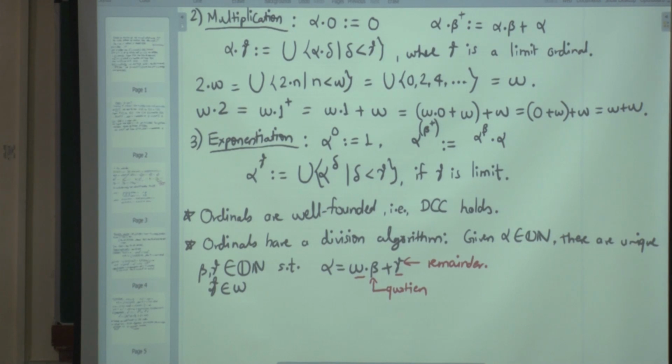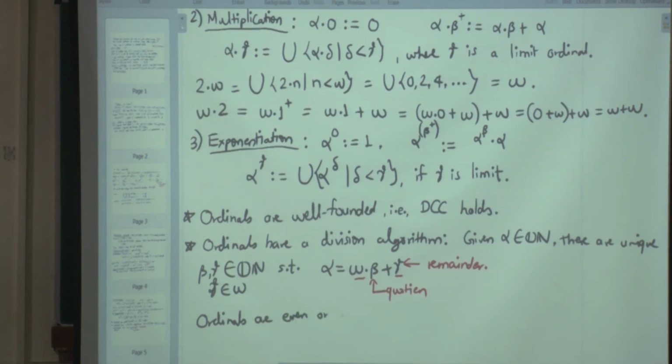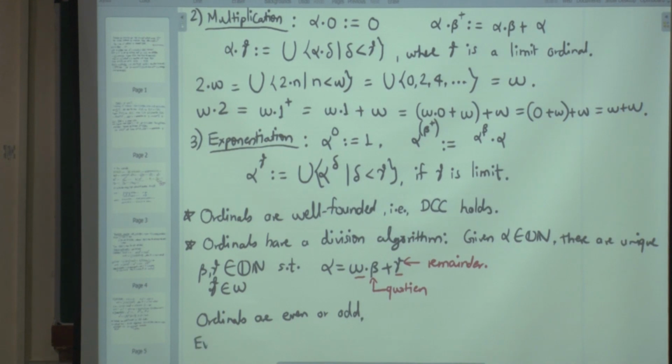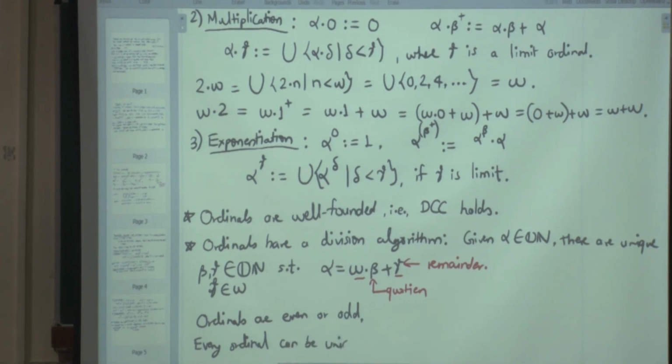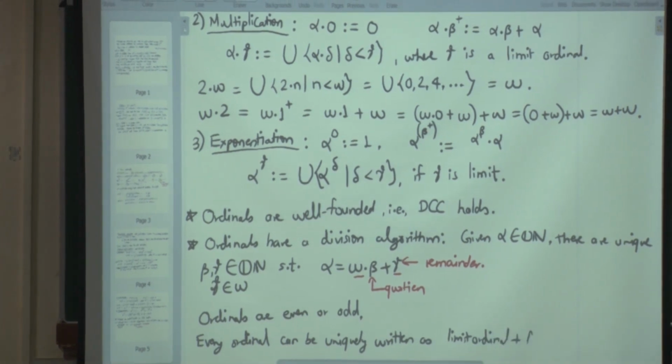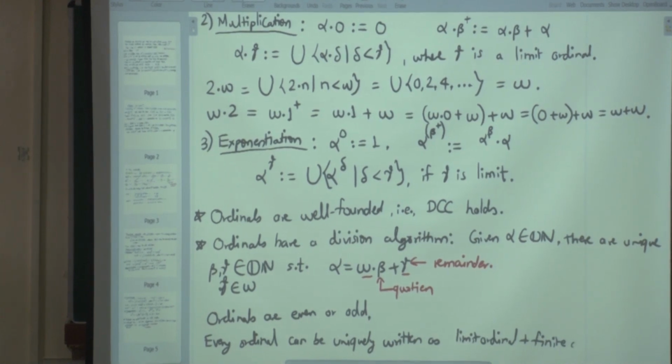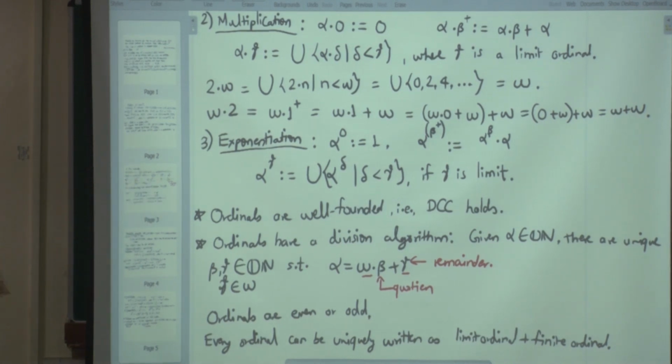So as a consequence we get several statements. If I divide by 2, then what will be the remainder? Either 0 or 1. So therefore ordinals are either even or odd. And every ordinal can be uniquely written as a limit ordinal plus a finite ordinal. This omega dot beta is a limit and gamma is finite.